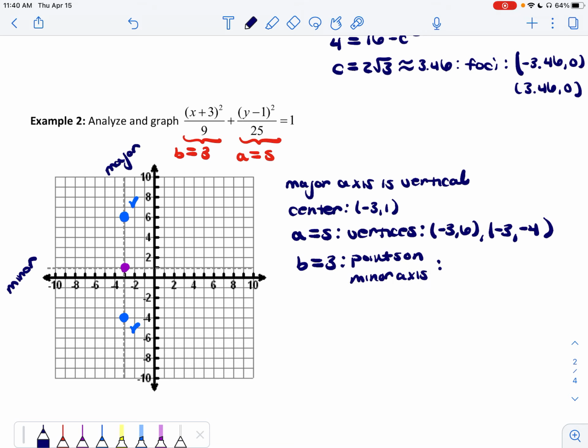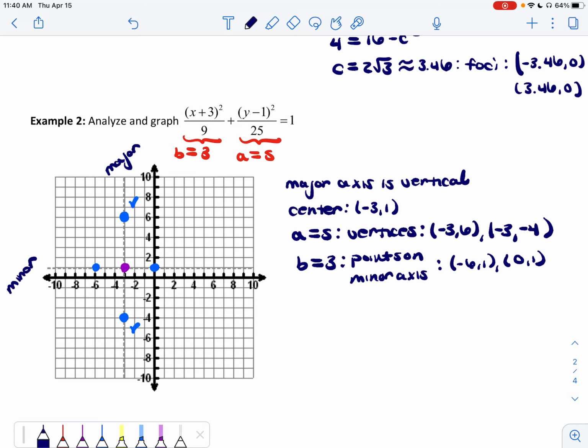From the B value, we get the points on the minor axis. So that's going to be left and right of the center. We're going to go out 3 units. So 3 units left, 3 units right. We get the points at -6, 1, and 0, 1 for the points on the minor axis.